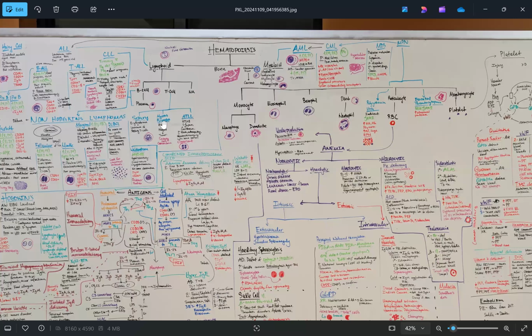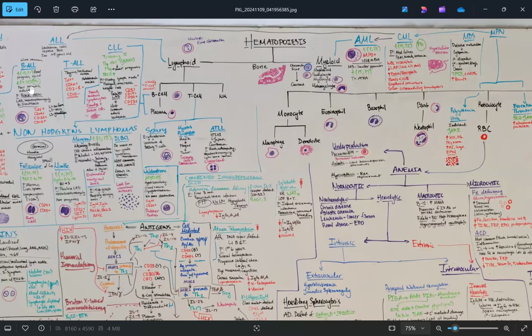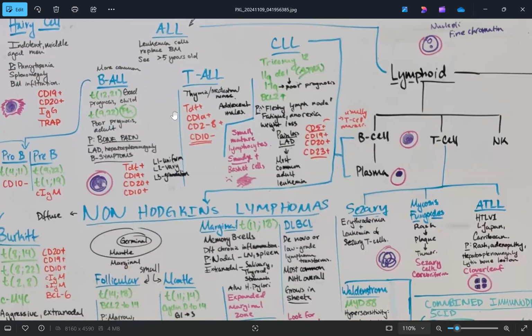Everything's making sense? I was just confirming, so Burkitt's has B symptoms? Yes, it has B symptoms. I had it somewhere. I think I added it because of a board question.